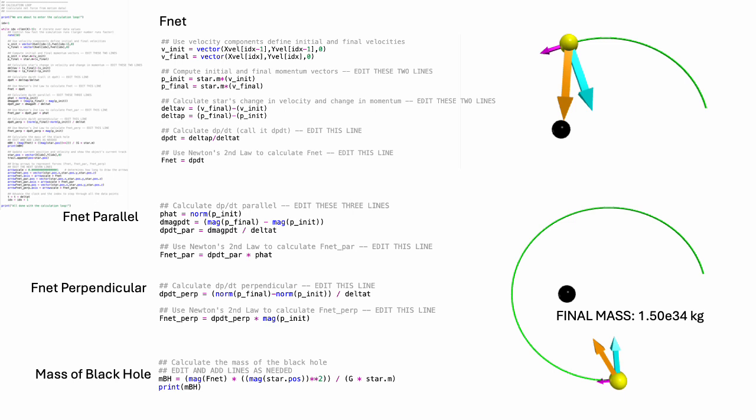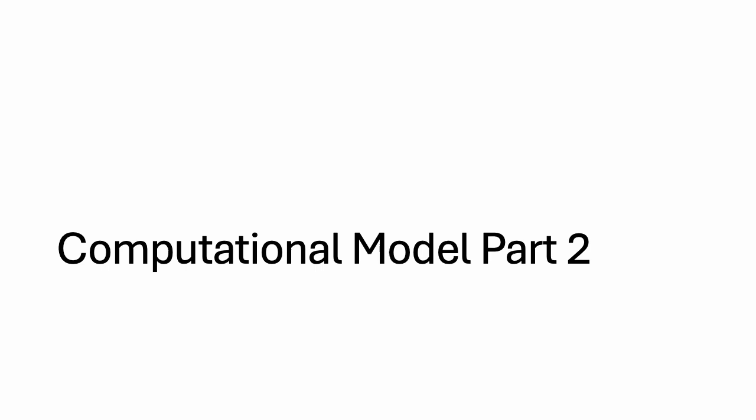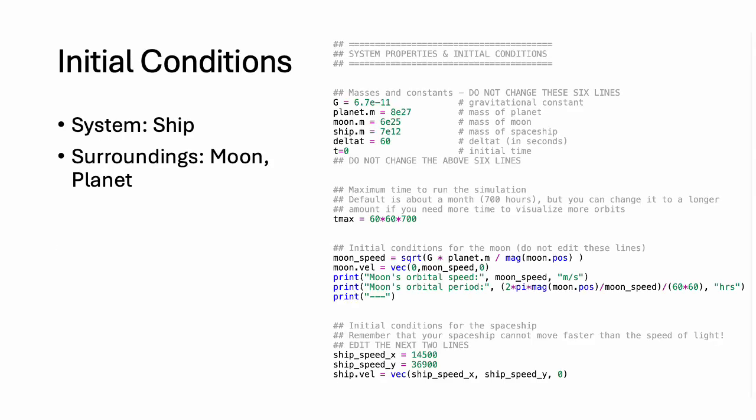The mass of the black hole was found from Fnet equaling universal gravitation. Undoing the equation to solve for the mass of the black hole, we found it to be 1.50 times 10 to the 34th kilograms. Jumping into part 2, this is where we wanted to find a stable orbit for our ship around both a moon and planet.